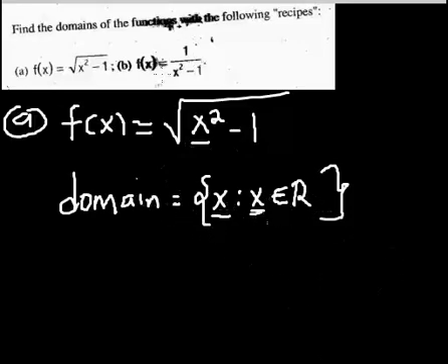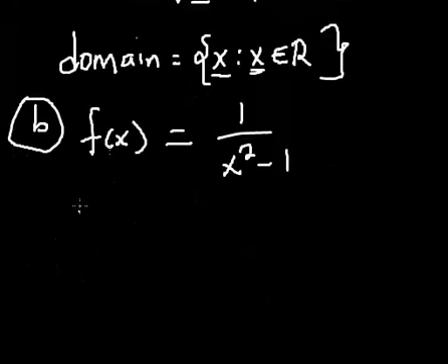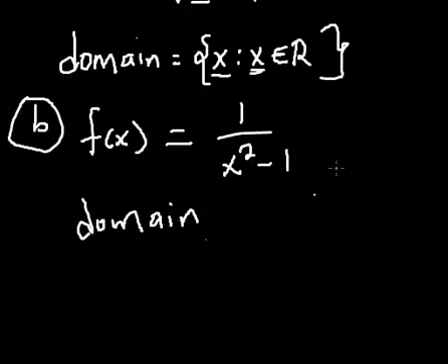All right, let's go to the second part of the question. f of x is giving us 1 over x squared minus 1. Now the domain, of course, is talking about the values of x I can put in this function that will make this function defined. If you look at this particular function, most values of x will make this function defined.